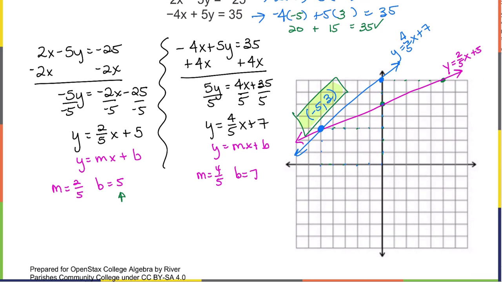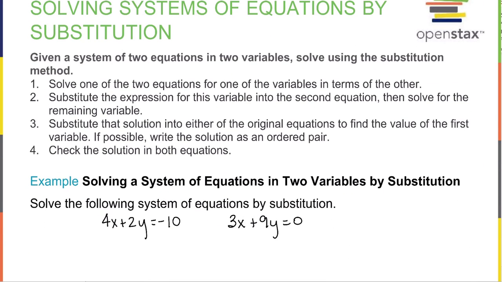All right, so let's talk about another way to solve systems of equations, and that is solving by what is called substitution. And it's exactly what it sounds like. We're going to be substituting as part of the process. So the first thing that you would do if you were given two equations and told to solve by substitution is you would solve one of the two equations for one of the variables in terms of the other.